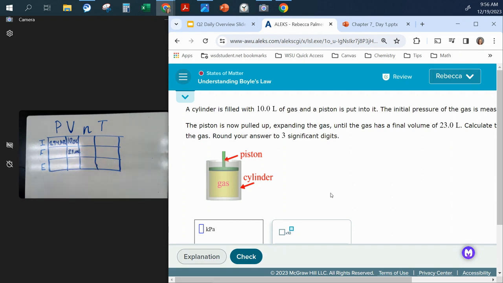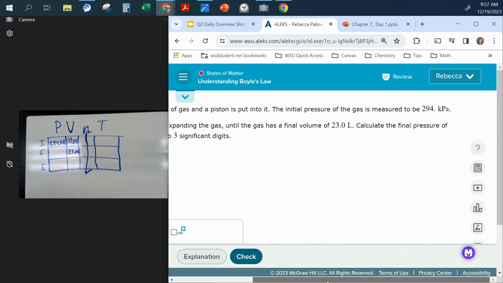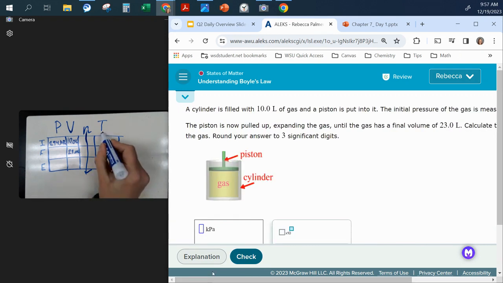23 liters. So we didn't change the amount of particles in there. It doesn't say we added gas, so N is the same. And it doesn't say anything about the temperature, so we're going to assume that the temperature doesn't change.